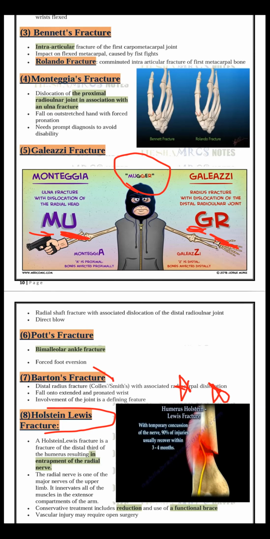So take care. If you have Holstein-Lewis fracture, fracture of the distal humerus, take care to assess the neurovascular bundle. If you have no affection of the radial nerve, no affection of the brachial artery, so please go for reduction and conservative management. If you have vascular injury, so an open surgery is usually advised.